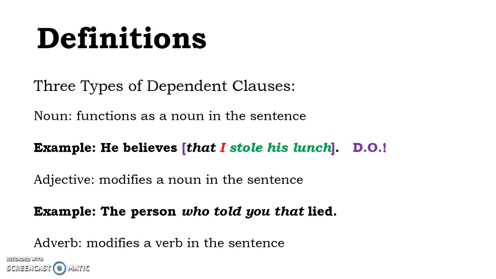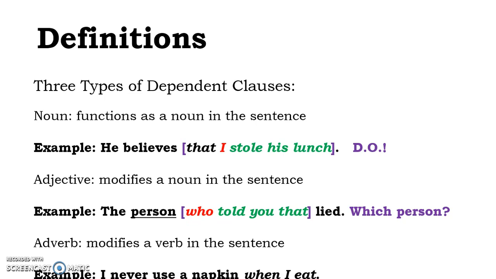So what is this clause doing in the sentence? We can see that it's modifying the word person. Which person? The person who told you that. That's which person. This clause is modifying a noun, and so it's an adjective clause. Example of an adverb clause.